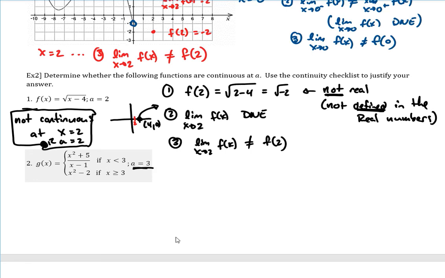All right, but anyway, let's see one other where we're looking at a single point. So in this problem, they're using a is 3. So let's go through our checklist. So step 1, is it defined at 3? Oh, and it's g instead of f. Let me change that there.